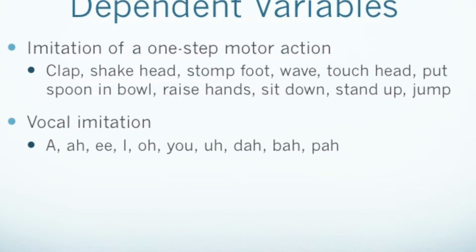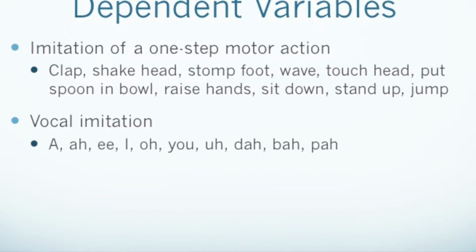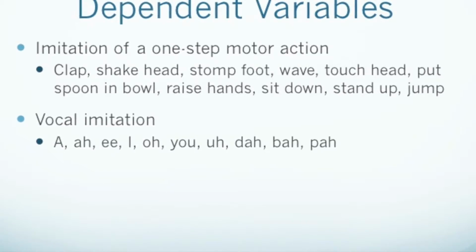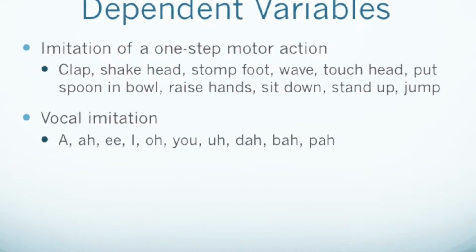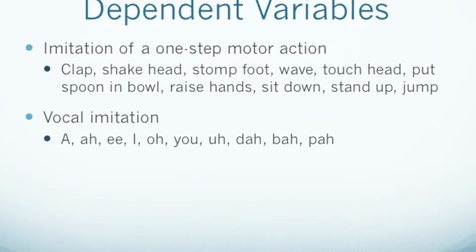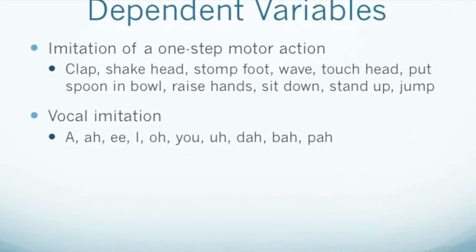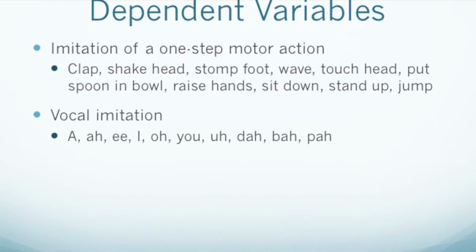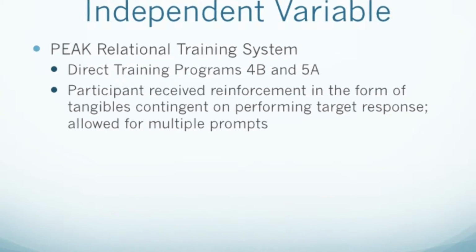So as we said before, we used 2 programs, so that involved 2 different behaviors or dependent variables. And the first one was imitation of a one-step motor action. So we would ask Mia to imitate something like clapping or shaking her head. And the second was vocal imitation, where we would ask her to repeat letter sounds. And that would make our independent variable the PEAK relational training system.